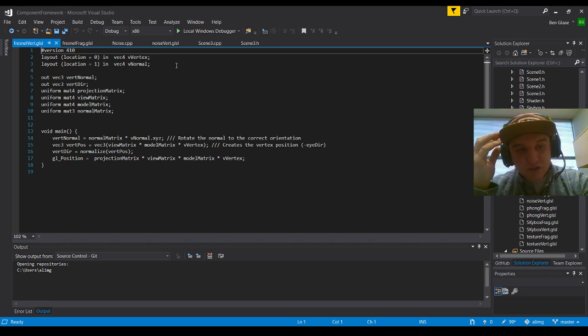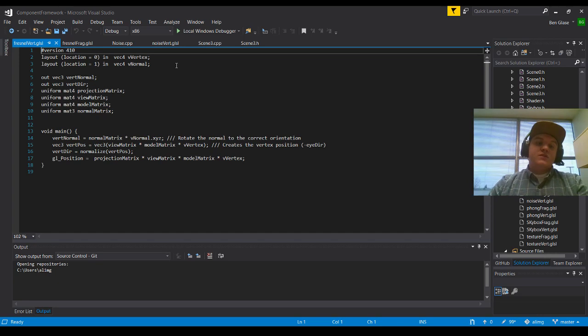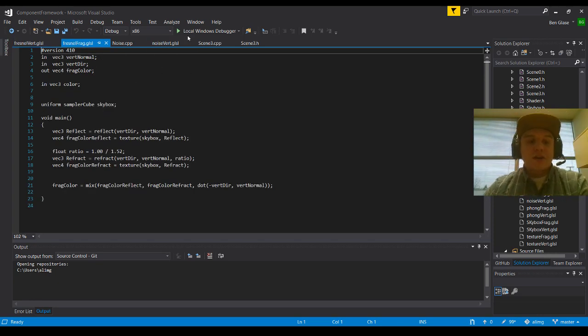Then we're going to take our vector 3 vert position, and cast it as a vector 3 when we multiply the view matrix, the model matrix, and the vertex together. Then for our vert direction, as per usual, we normalize the vertex position, and our GL position is going to be the projection matrix, the view matrix, the model matrix, and the vertex as per normal. So not much has changed here, but when we go into our frag shader, the big difference is that we're going to include the color here.